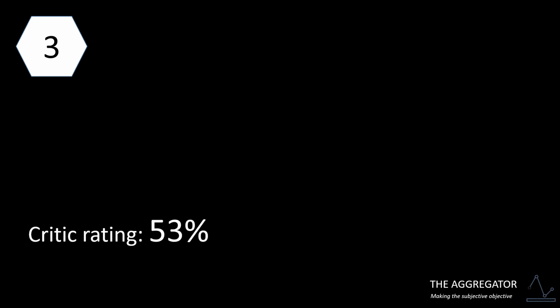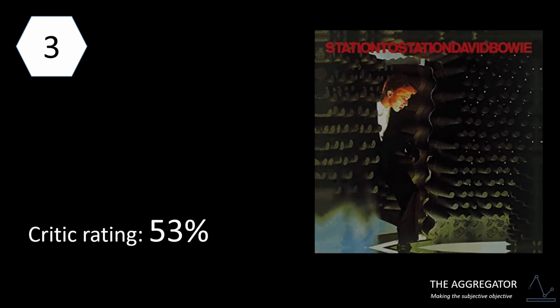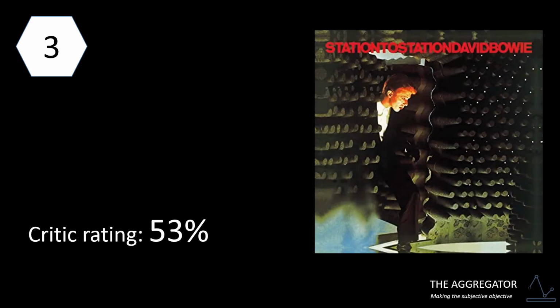At number 3, with a critic rating of 53%, we have Station to Station. So this was the album that encapsulates Bowie's Thin White Duke era. And it's also an album that Bowie recorded with his best friend Charlie, which makes this artistic achievement even more impressive given cocaine is generally considered to be a drug that compromises creativity. And one of several hugely influential albums from Bowie. It's a great album.